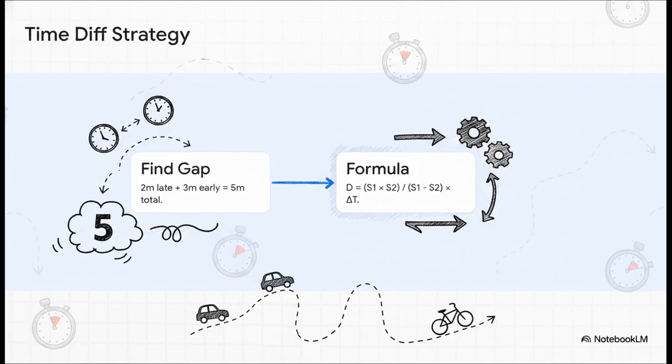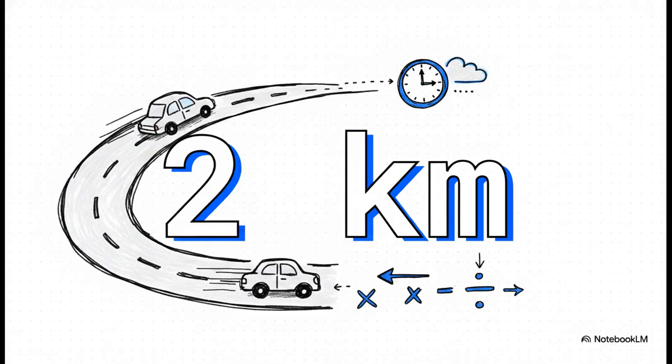Step 2 is applying our modified cheat code. Notice the big difference in this formula. Because we are working with a time difference, we subtract the speeds in the denominator instead of adding them. So the formula is distance equals the product of the speeds, divided by the difference between the speeds, multiplied by the change in time. All right, let's execute this and get our final victory.